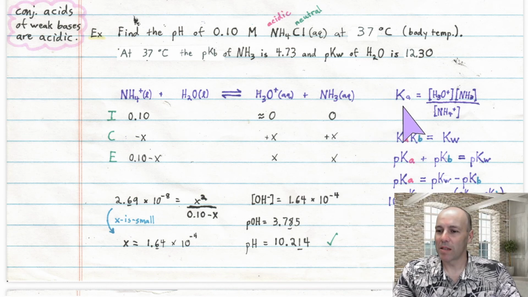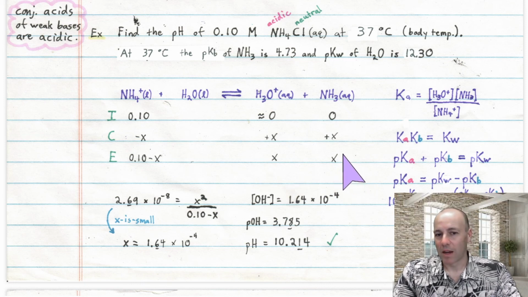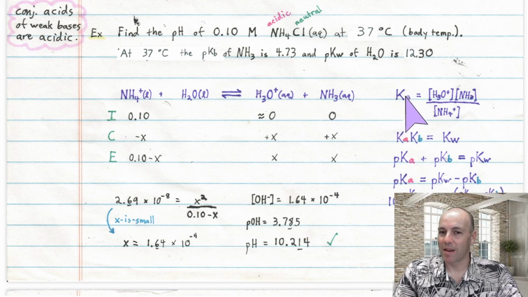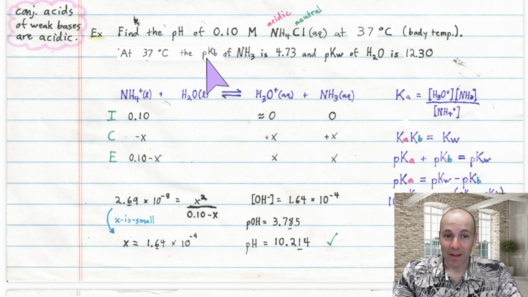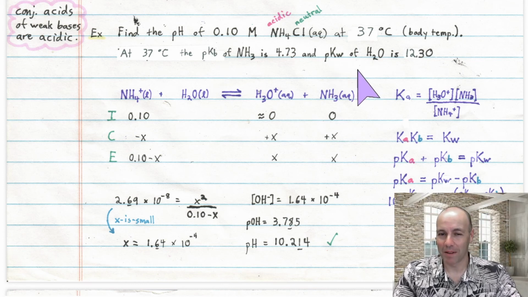Now the equilibrium constant expression for this reaction is right here, the product concentrations over the reactant concentration. So you plug in these equilibrium concentrations over on the right, but what is Ka? How do we find Ka? It tells you what pKb and pKw are. It doesn't tell you what Kb and Kw are. It tells you what pKb and pKw are. So how do we make sense of all that to figure out what Ka is?